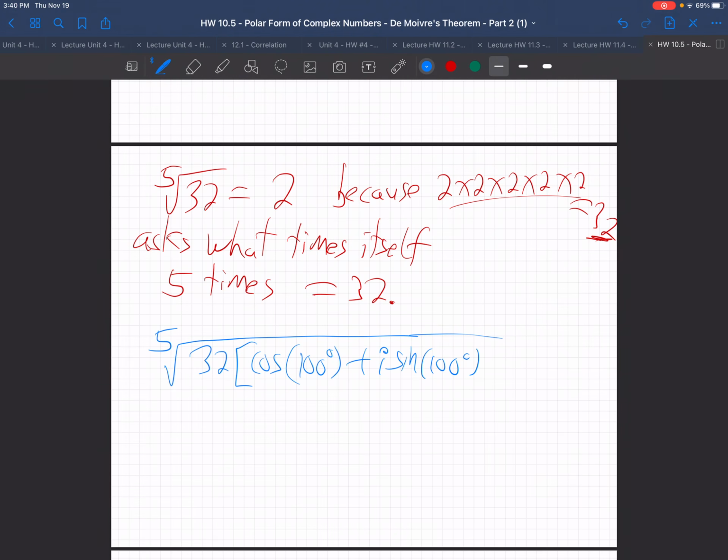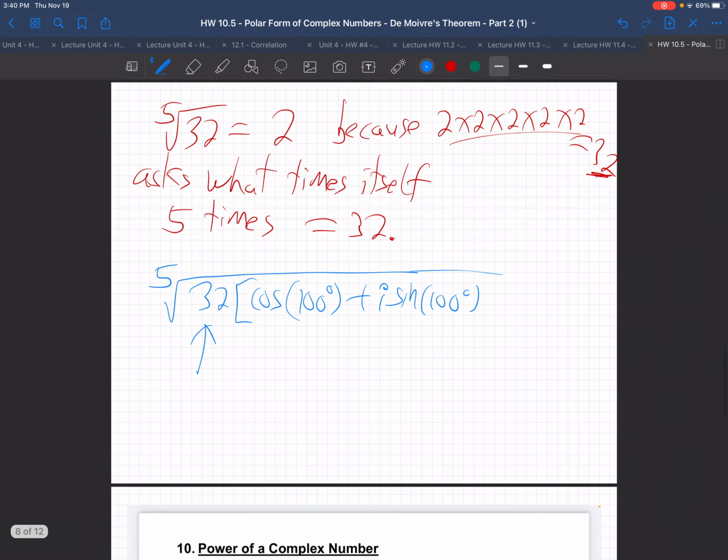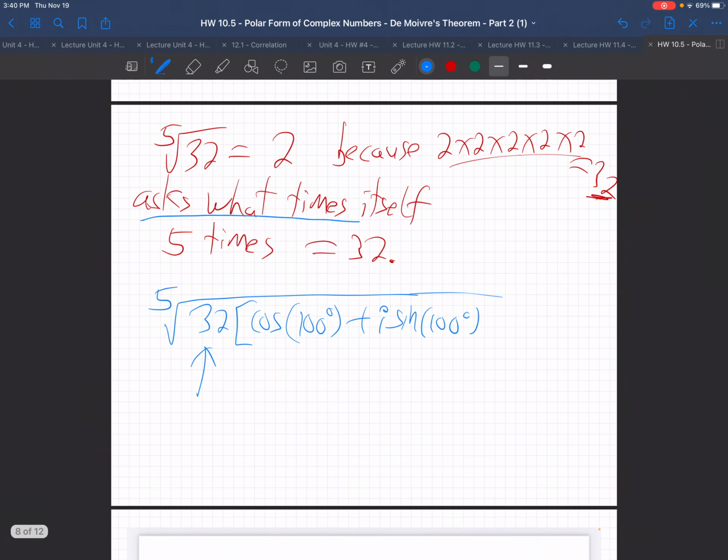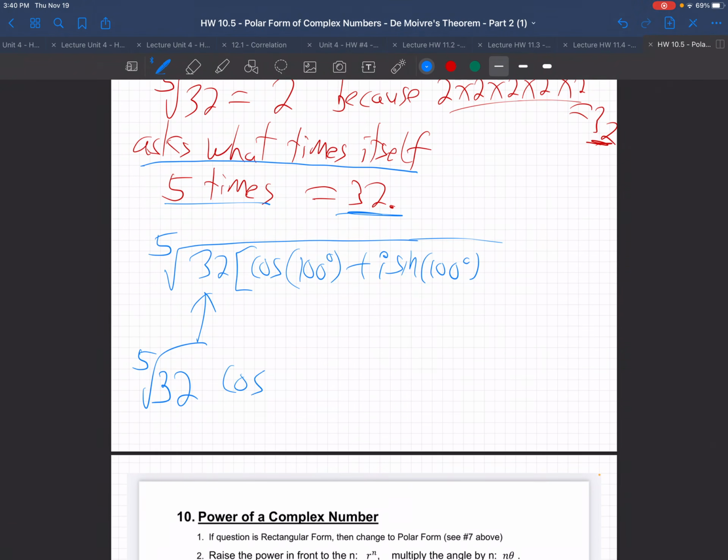how do you find out? A fifth root asks what times itself 5 times equals that number. That will be 2. So how do we get that? We fifth root the number in the front, don't we? Well, what about the angles? What angle times itself 5 times will be 32? Well, you've got to divide by 5, don't you? Do you see that? Why?